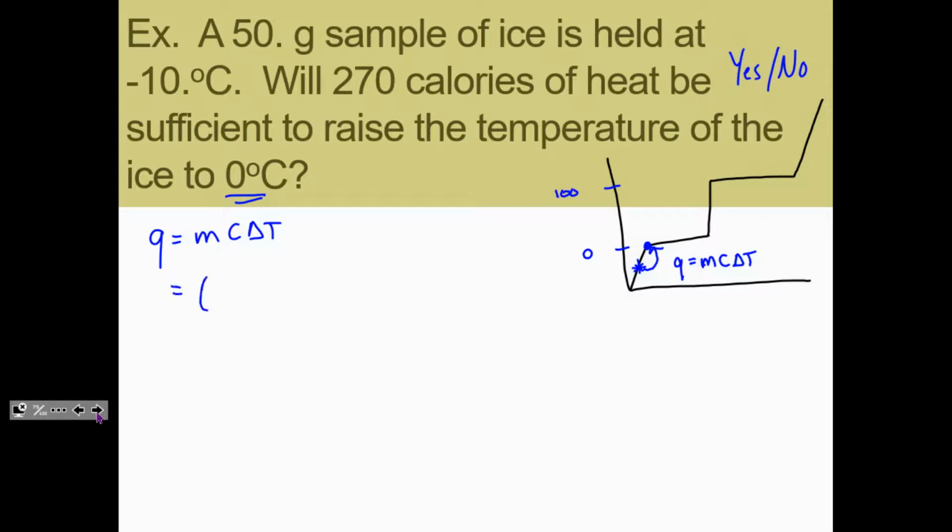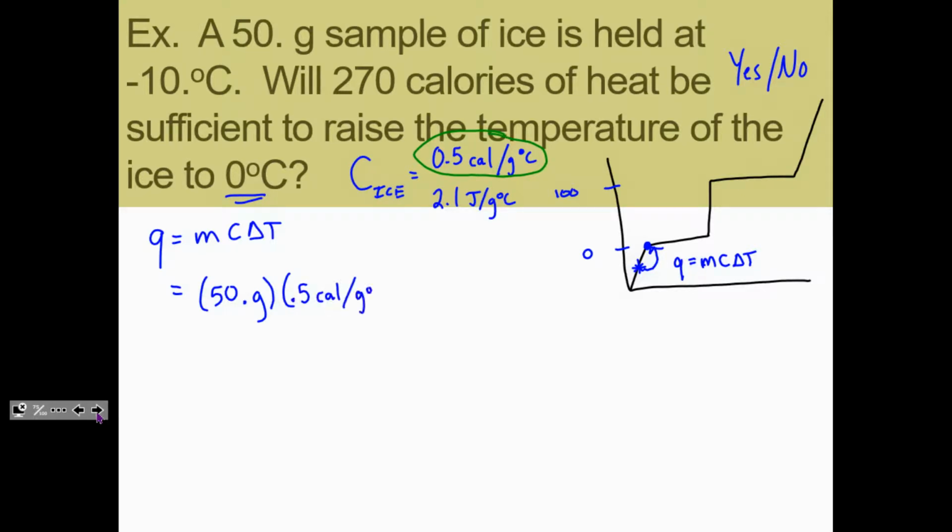The mass is 50 grams. The specific heat of ice, I have two options, 0.5 calories per gram Celsius or 2.1 joules per gram Celsius. I'm going to use calories here, 0.5 calories per gram Celsius.